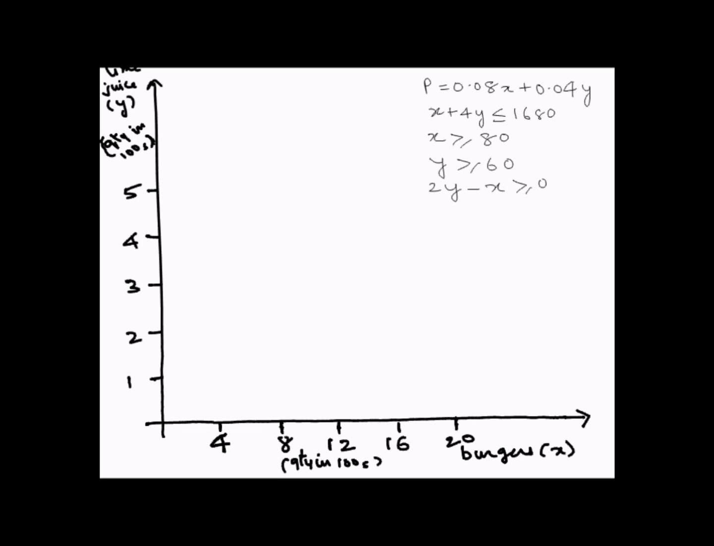Now the first line, which is x plus 4y is equal to 1680, has an x-intercept at 1680 and a y-intercept at 420. So since the x-axis is in terms of hundreds, we need to plot this line so that it intersects the x-axis at 16.8 and the y-axis at 4.2. So let us draw this line.